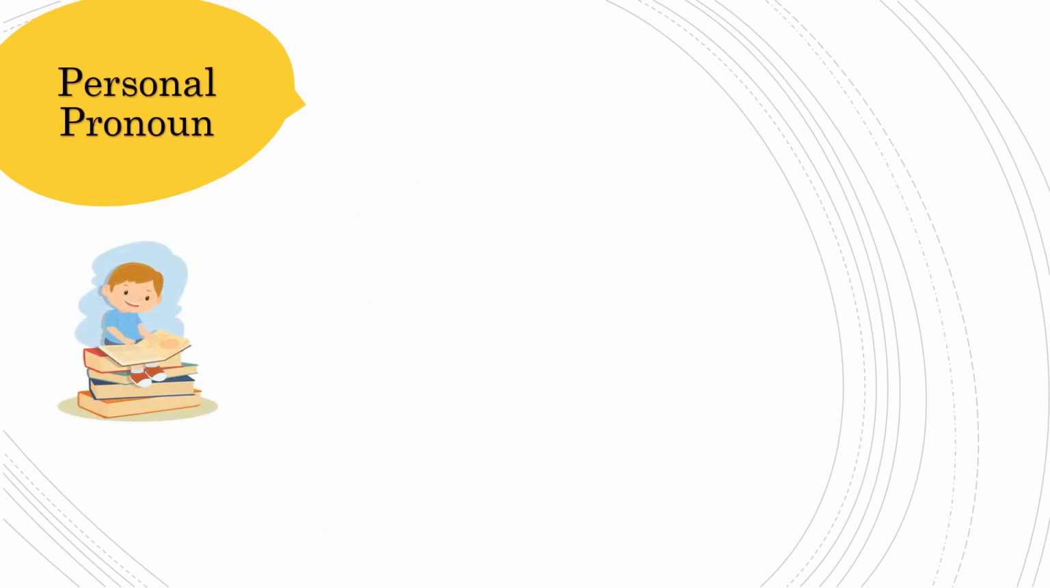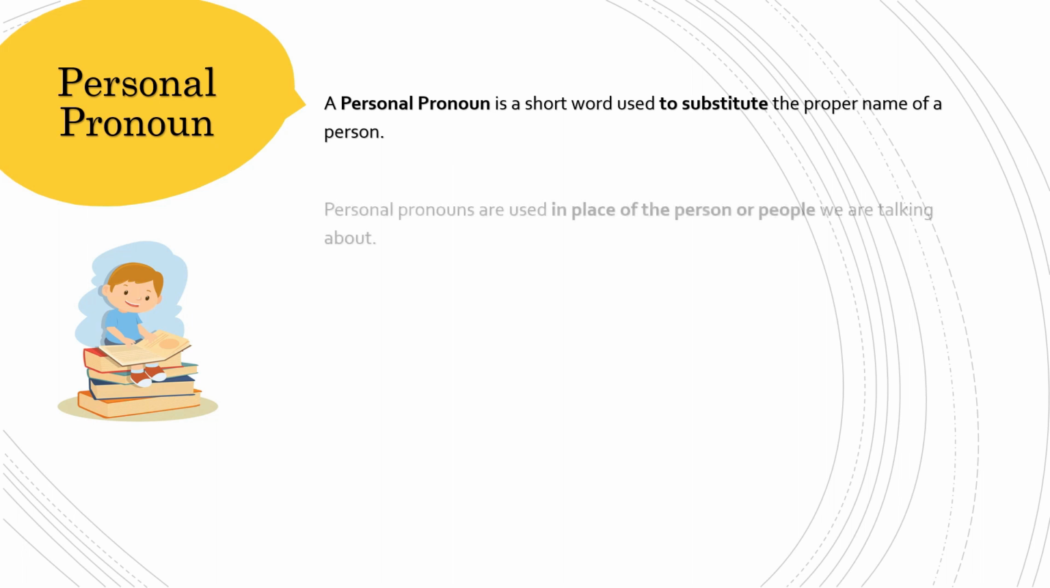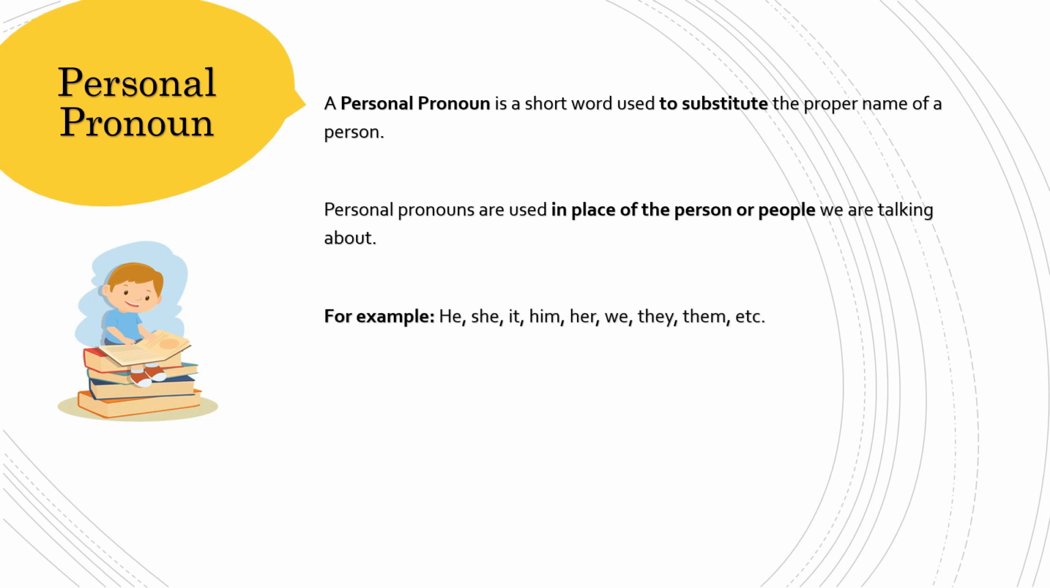Personal pronoun. A personal pronoun is a short word used to substitute the proper name of a person. Personal pronouns are used in place of the person or people we are talking about. For example, he, she, it, him, her, we, they, them, etc.